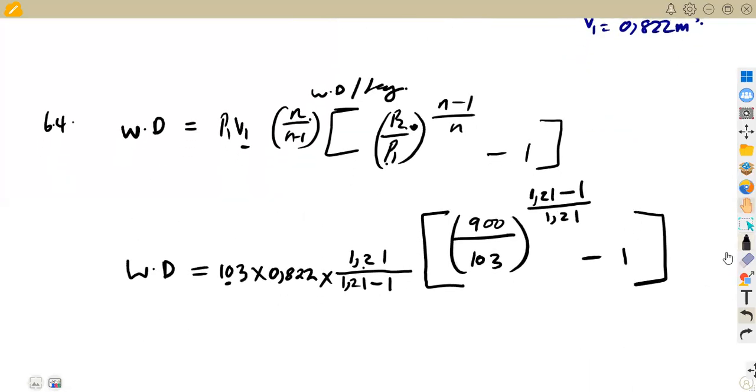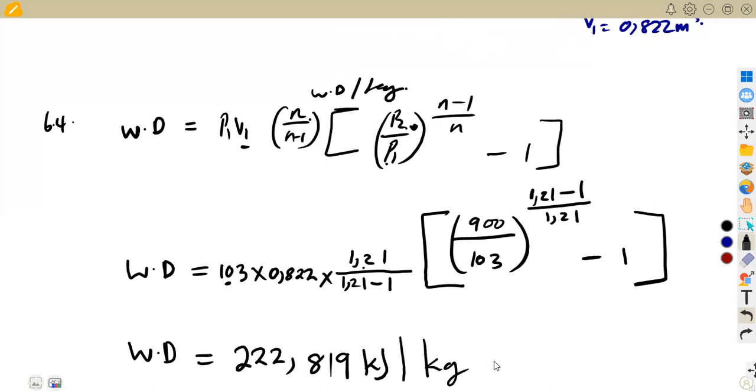You have to apply everything properly on your calculator. So that was going to give us the work done in this case, which was going to be 222.81, 8187 and so forth, which is going to be 9 in this case. In kilojoule per kg of what? Per kg of air in this case, as given from our question.